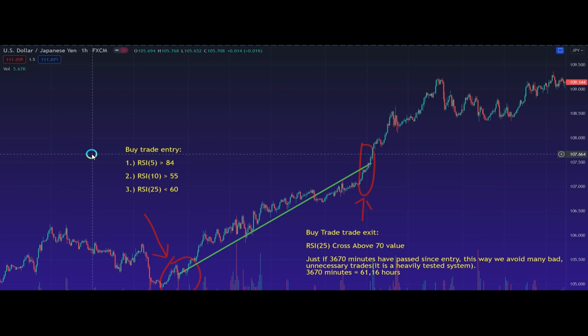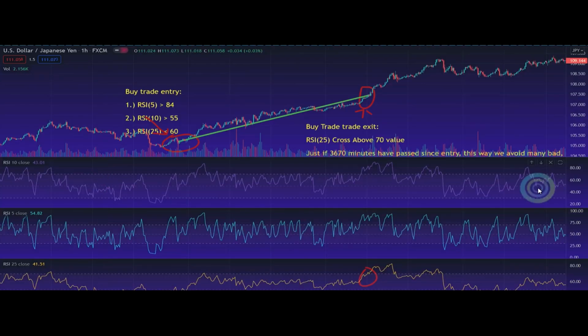The first RSI is a 5 period, and the 5 period RSI has to be above 84. That's a high number. The 10 period RSI has to be above 55. Here is another interesting part: the third condition is kind of different from the previous two, because they had to be above a value, and this one has to be below a certain value. It adds value to the strategy as well if you use ranges with these kinds of oscillators. So the third condition is that the 25 period RSI has to be below 60, and I will show you an example of how we enter the market.